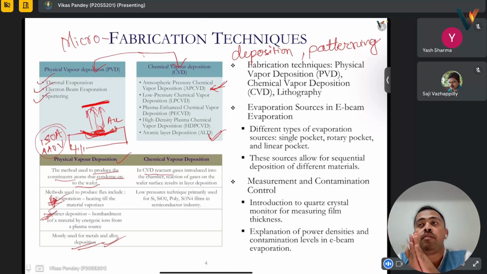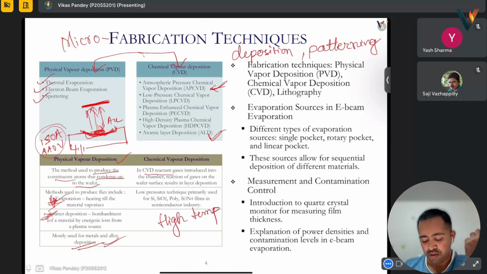This we ensure by knowing the temperature of reaction. At what temperature this reaction will take place. Okay, so that is made in a furnace. So this is also a high temperature process. In this case, some low pressure technique, not the APCVD, but low pressure techniques are used to deposit silicon, silicon dioxide, polysilicon, and silicon nitride films.